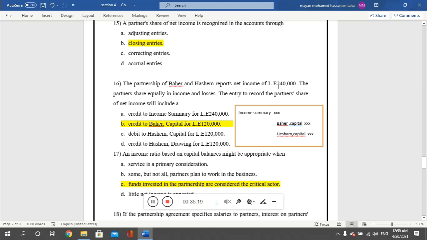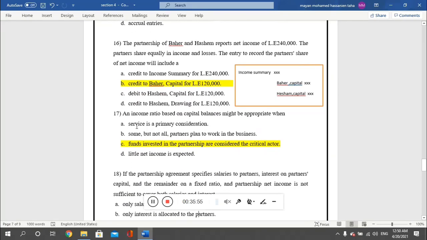We will divide 240,000 livre Egyptian by 2, so each partner will take 120,000 livre Egyptian. So the credit to Bahir, not number D, it's number P. Credit to Bahir capital, this is the correct answer. Okay, credit to Bahir capital, for 120,000 livre Egyptian. Okay, the correct answer is number P.